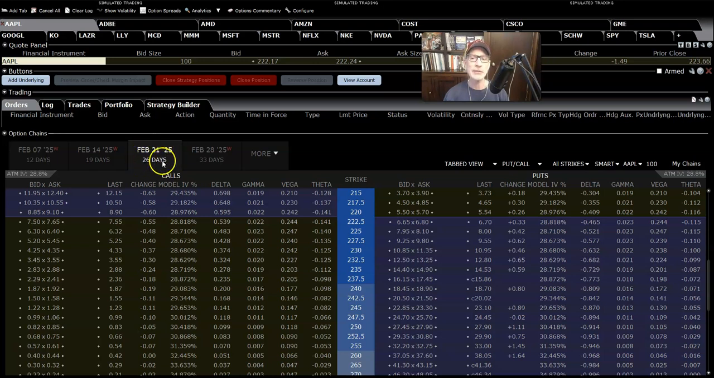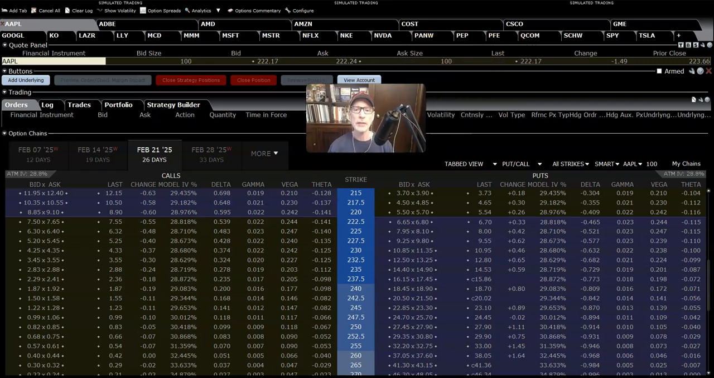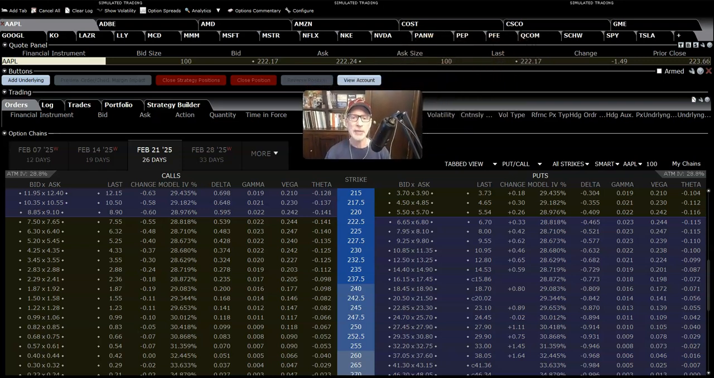It's got 26 days left until expiration. And we're going to look at the at the money options, and here's the strike price right here. The strike prices are the options that you can trade. You can't just randomly come up with a price and say, I want to trade this option contract. The strike prices are set by the exchanges, so you have to choose one of these strikes that are already created.